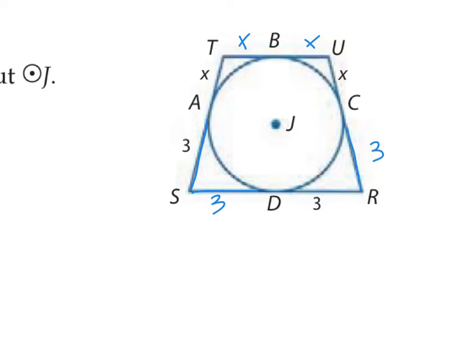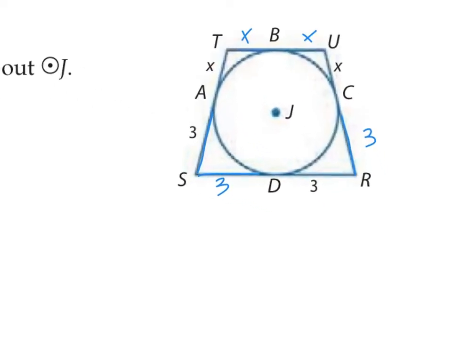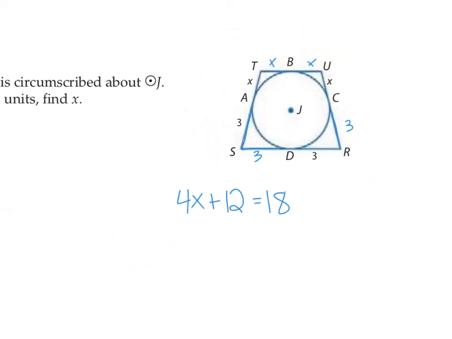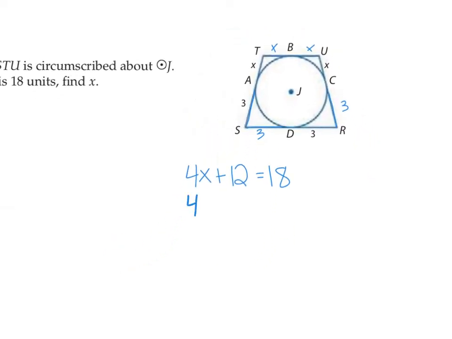And they said the perimeter was 18. So let's see, I have 4 x's total, plus I have 1, 2, 3, 4, 5, 6, 7, 8, 9, 10, 11, 12, and the perimeter is 18. So now we can solve this and we can find what x is. We can subtract 12 from both sides, and then x is going to be 1.5.